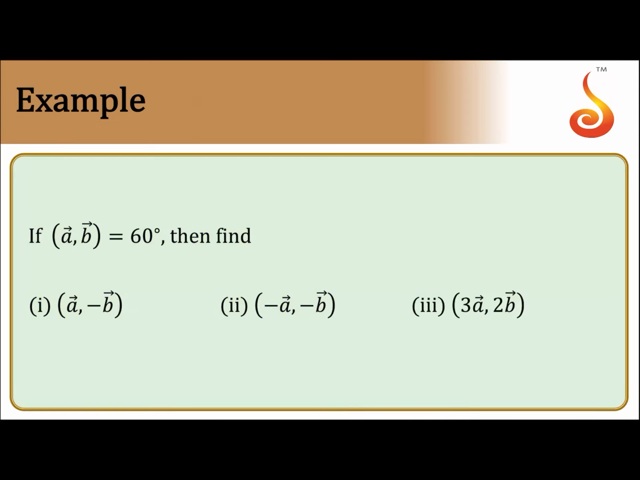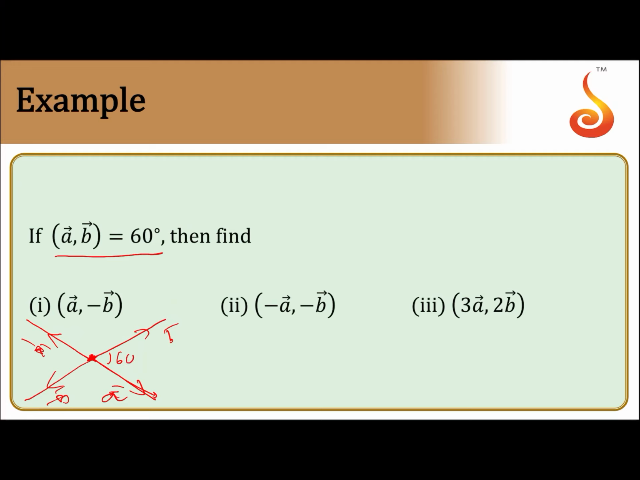Right. Next, let us see a certain example. If A comma B includes an angle of 60 degrees, what is the angle between A and minus B? If A bar is in this direction, minus A will be in this direction. B bar is in this direction, and definitely minus B bar is in this direction. You are given that the angle between A comma B is 60.